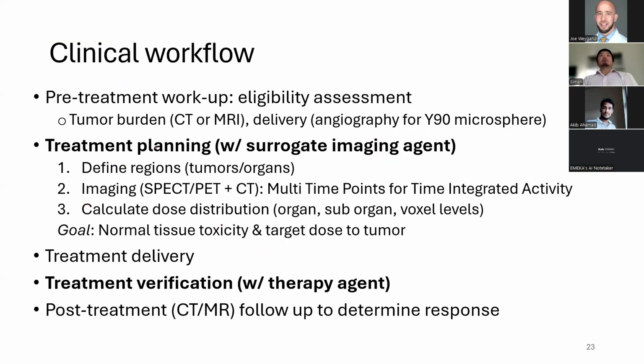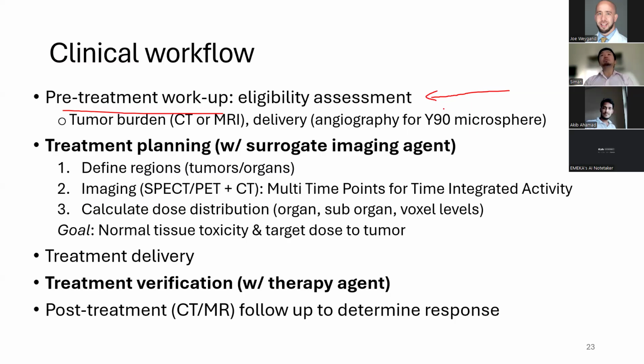So, the clinical workflow in Y90 normally starts with pre-treatment workup, like a disease eligibility assessment. I want to point out that for Y90 and lutetium RPT, the eligibility assessment is usually based on just safety. And this treatment is normally the last line of defense: when chemo or other treatment fails, the patient gets sent to Y90 or lutetium therapy, depending on what they have.